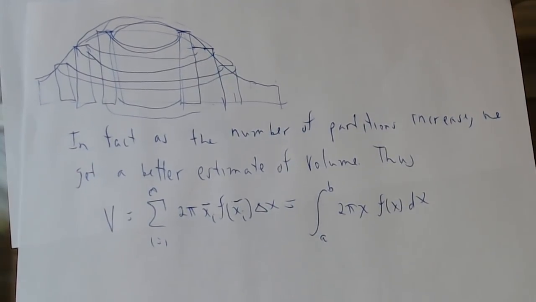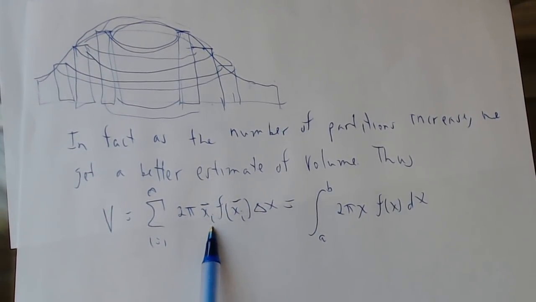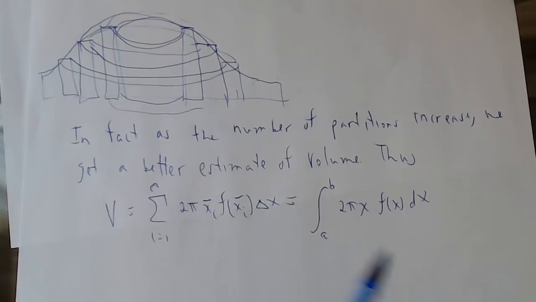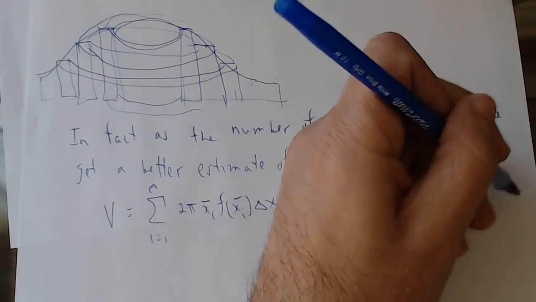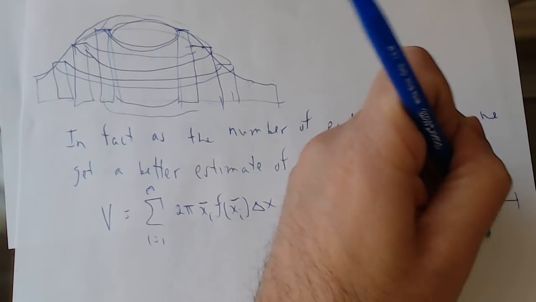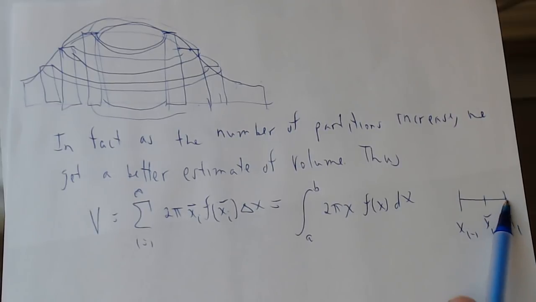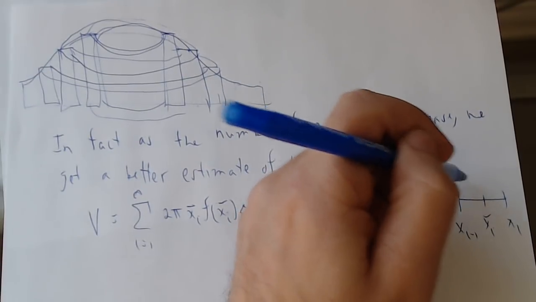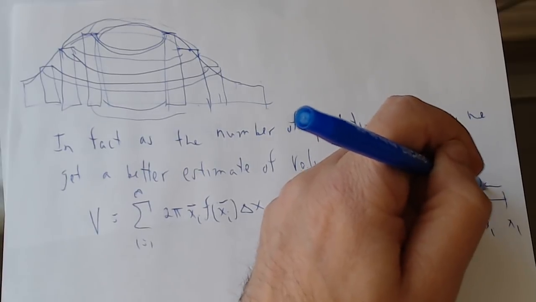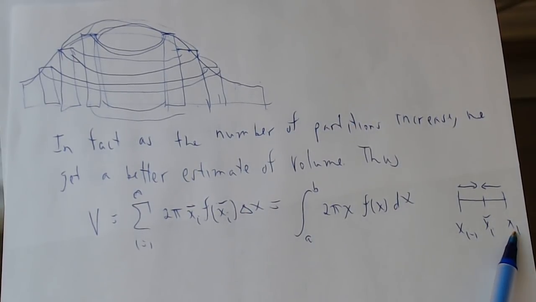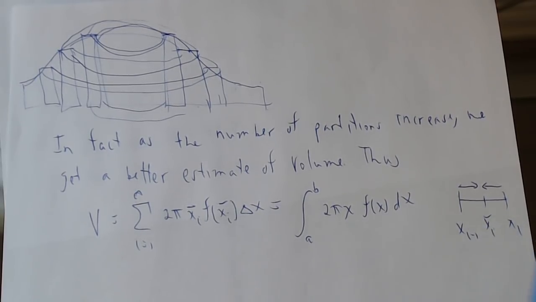Now, let me make a couple of comments here. Over here, we called this x sub i bar, which was the midpoint of the i-th interval. Over here, the midpoint became just x. How come? Because if I divide this up infinitely many parts, think of it this way. If this is x sub i minus 1 and this is x sub i, here's x sub i bar. But if I divide this infinitely many times, what happens to this interval? It becomes so small that x sub i minus 1 and x sub i bar are all relatively the same x value. So if I divide this infinitely many times, the radius of the shell I'm looking at is basically the x value that I'm at.